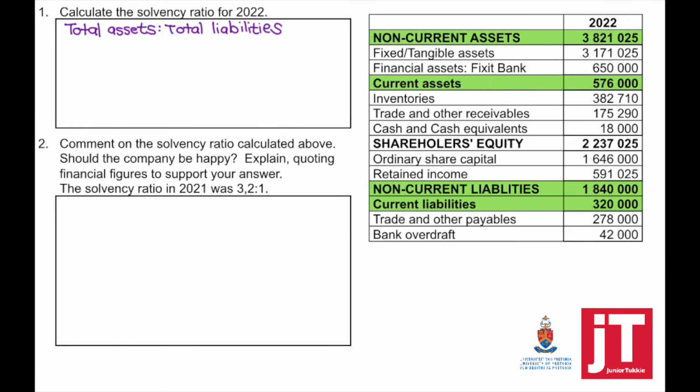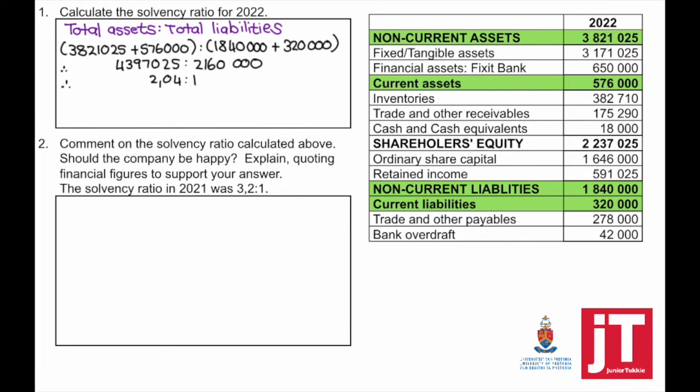To calculate the solvency ratio, we take our total assets divided by total liabilities. This means your non-current assets plus current assets. When we're looking at liabilities, non-current liabilities plus current liabilities. Again, my ratio must always be 2:1. So for example, if you notice that the total assets is less than the total liabilities, do not suddenly swap the ratio around and say 1:2, for example.